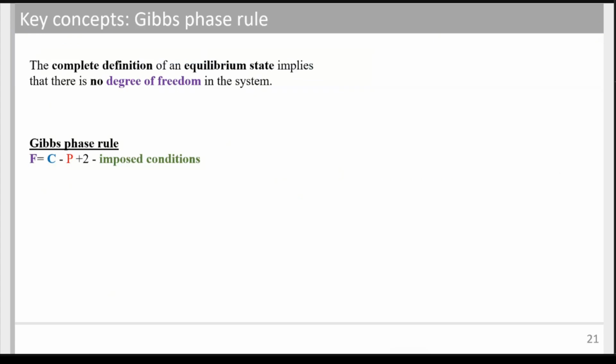Gibbs phase rule. I think that this is a super important concept that would explain a lot of variability in processes nowadays. So what is the Gibbs phase rule? It has to do with the complete definition of an equilibrium state where there's no degree of freedom. So the complete definition requires that we have no degree of freedom. If we have some degree of freedom, then we're not defining entirely the equilibrium state. And this is at the origin of many unreproducible results.